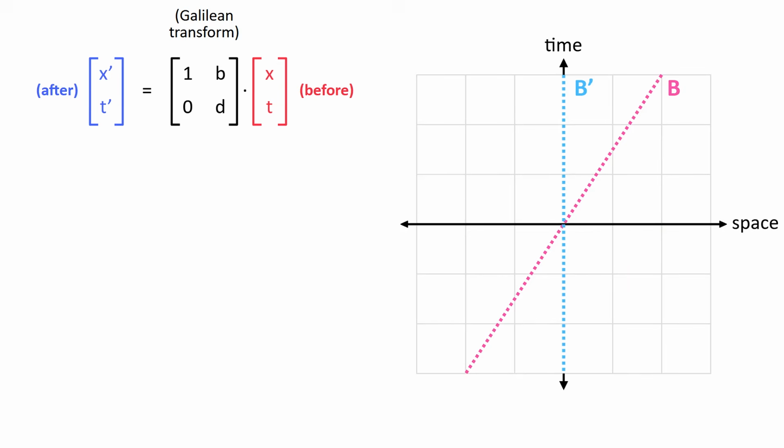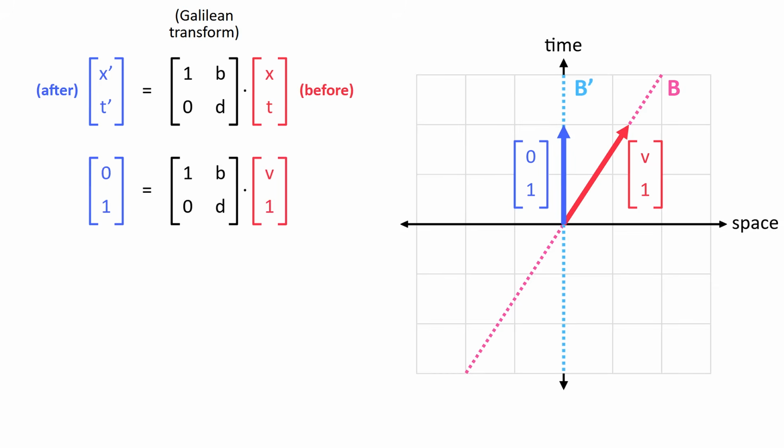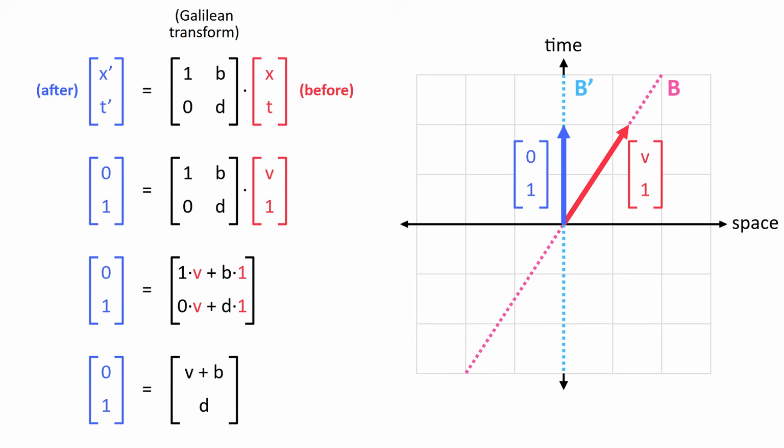If observer B is moving at v, then after 1 second there'll be v meters to the right, which corresponds to the vector v, 1. After the transformation, this slice will shift to the left to bring observer B to the center, but the height won't change, putting it at (0, 1). So this time, our equation is the matrix times (v, 1) equals (0, 1). Multiplying things out tells us d equals 1 and v plus b equals 0, which means b equals negative v.